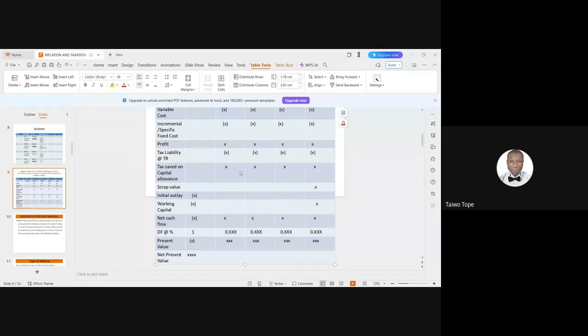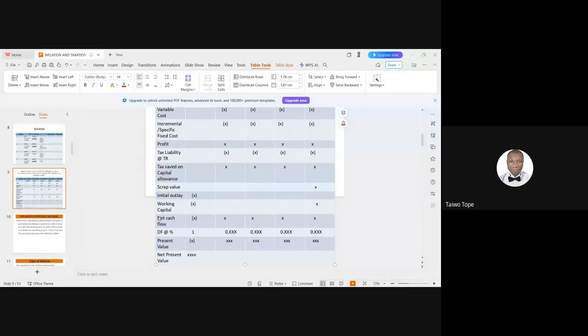The net cash flow. How do we get the net cash flow? In year 0, it is your initial outlay plus what? Your working capital. You have your net cash flow. For year 1, it is what? Your profit minus tax liability plus tax saved. You have what? Your net cash flow. The positive value less the negative plus the positive. In year 2, this profit here less your tax liability plus your tax saved, you have your net cash flow.